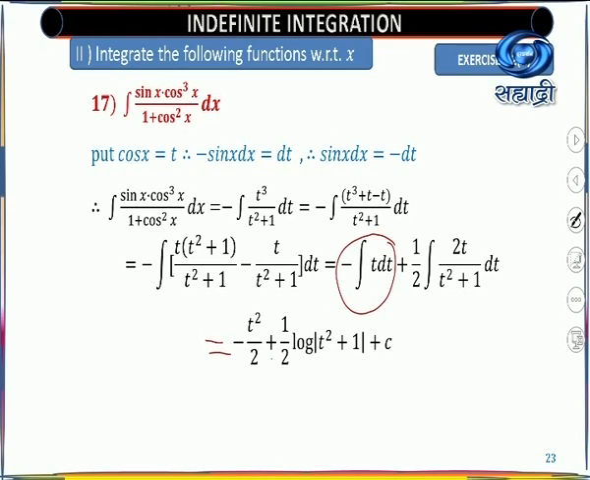Now re-replace the values. By re-replacing the value, what will you get? This is minus cos square x upon 2, because the t value is cos x, plus half log of cos square x plus 1, plus constant of integration. Okay. So this way we are completed with this example.